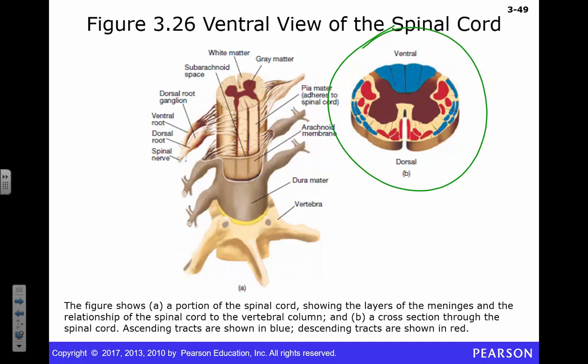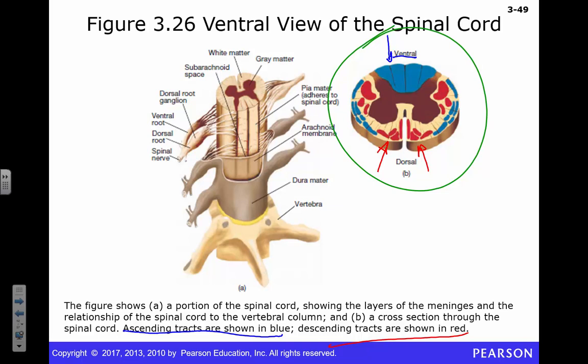Information that is in sections that are in blue are what we call ascending tracks. They're going to be on the ventral side, which is sort of the anterior side, right? So the side facing to the front. The red tracks are going to be descending tracks, so these are motor commands going down, running down the very back of the spinal cord.